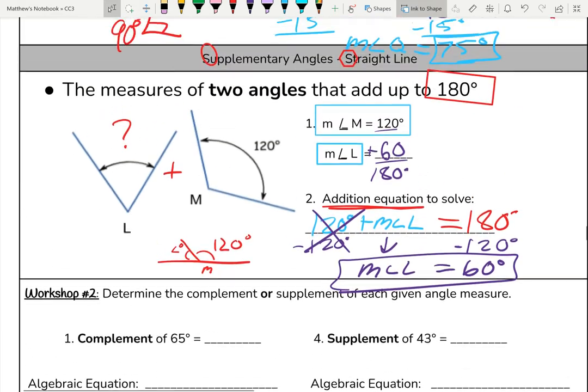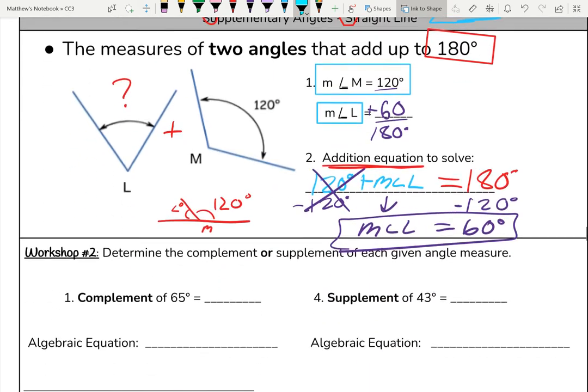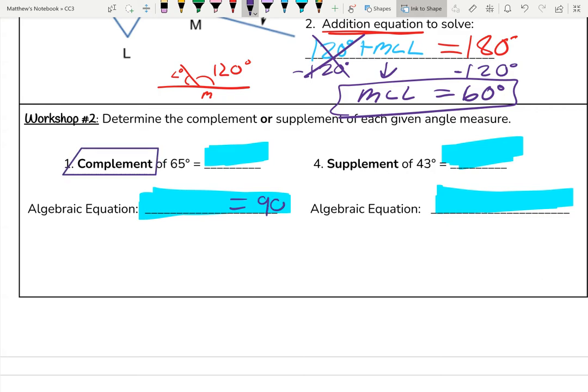So now what you're going to do using these two examples above is set up these equations just like we did together. All right, and then after you set up the equations, you're going to solve for the complement of 65 degrees and solve for the supplement of 43 degrees. The key here is to start off thinking, what do complementary angles add up to and what do supplementary angles add up to?